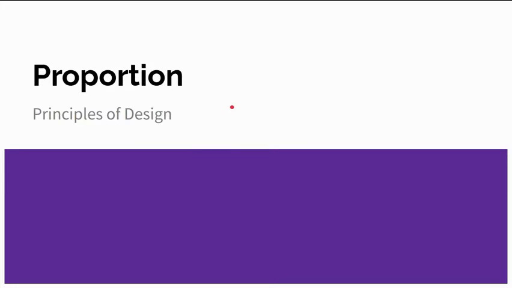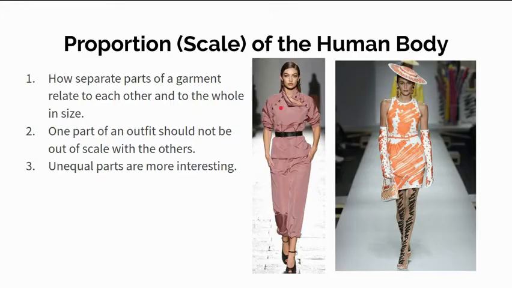So first, when we're talking about proportion, there's a lot of information that goes with it because we're looking at proportion in relation to the clothes that we put on our body, and we're going to break apart our body and look at the different ratios to it, and then we also talk about proportion when it comes to the different parts of a particular garment. So first, we're going to look at it in reference to scale of the human body.